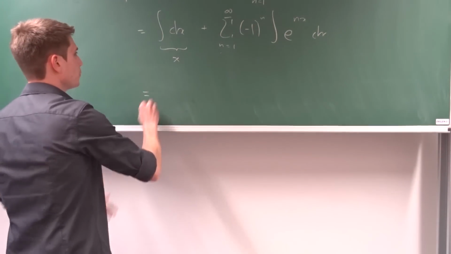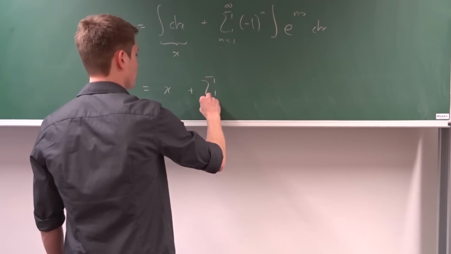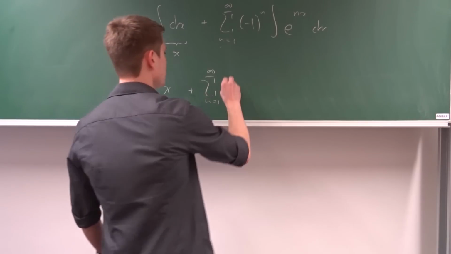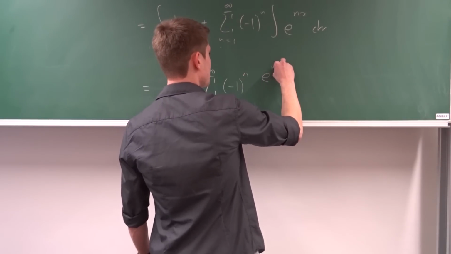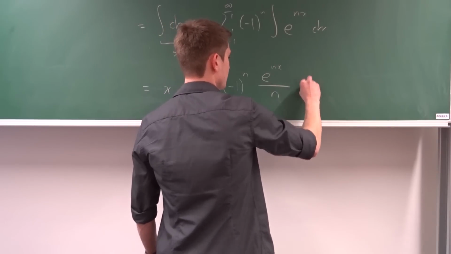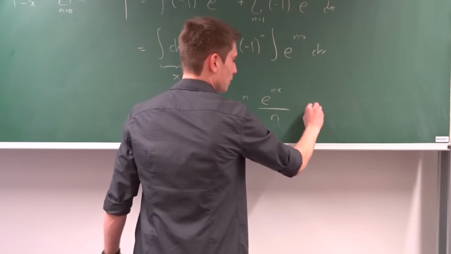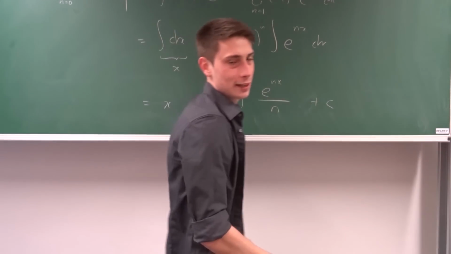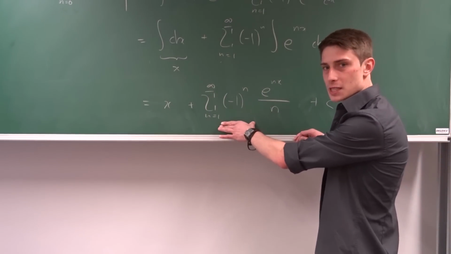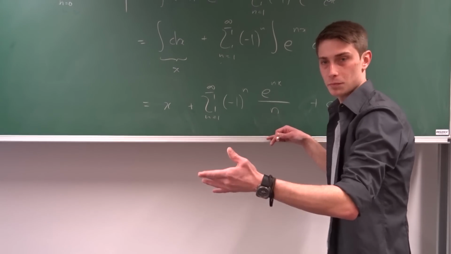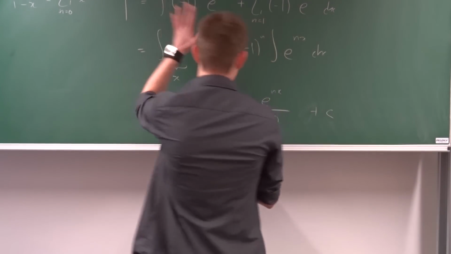And what do we end up with for now? This is just x plus the sum from n equals 1 to infinity of minus 1 to the nth power and e to the nx over n, without a dx. But we need some arbitrary constant c. And how can we proceed now? The bad thing is we've got an infinite sum here, but we can work with it because this is representing the natural log on the next blackboard.